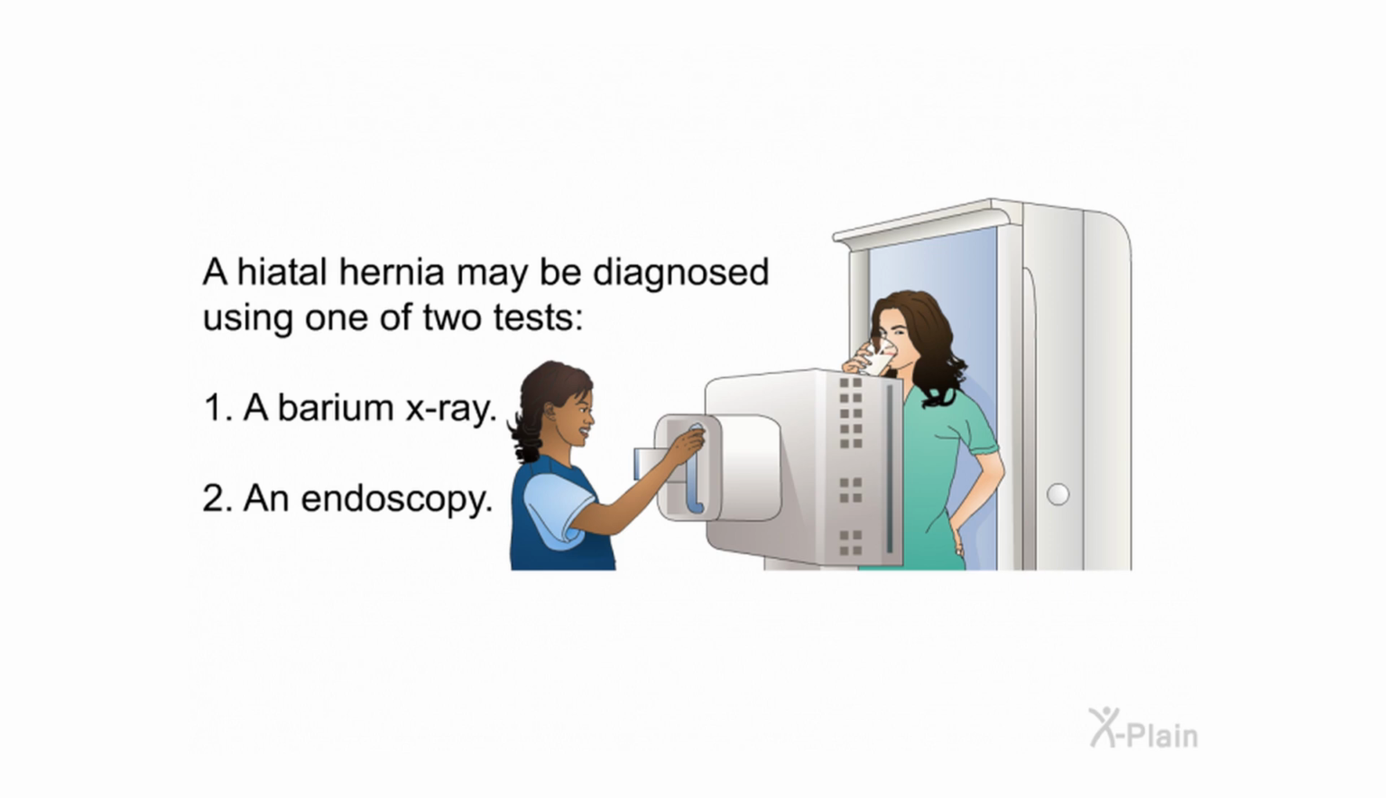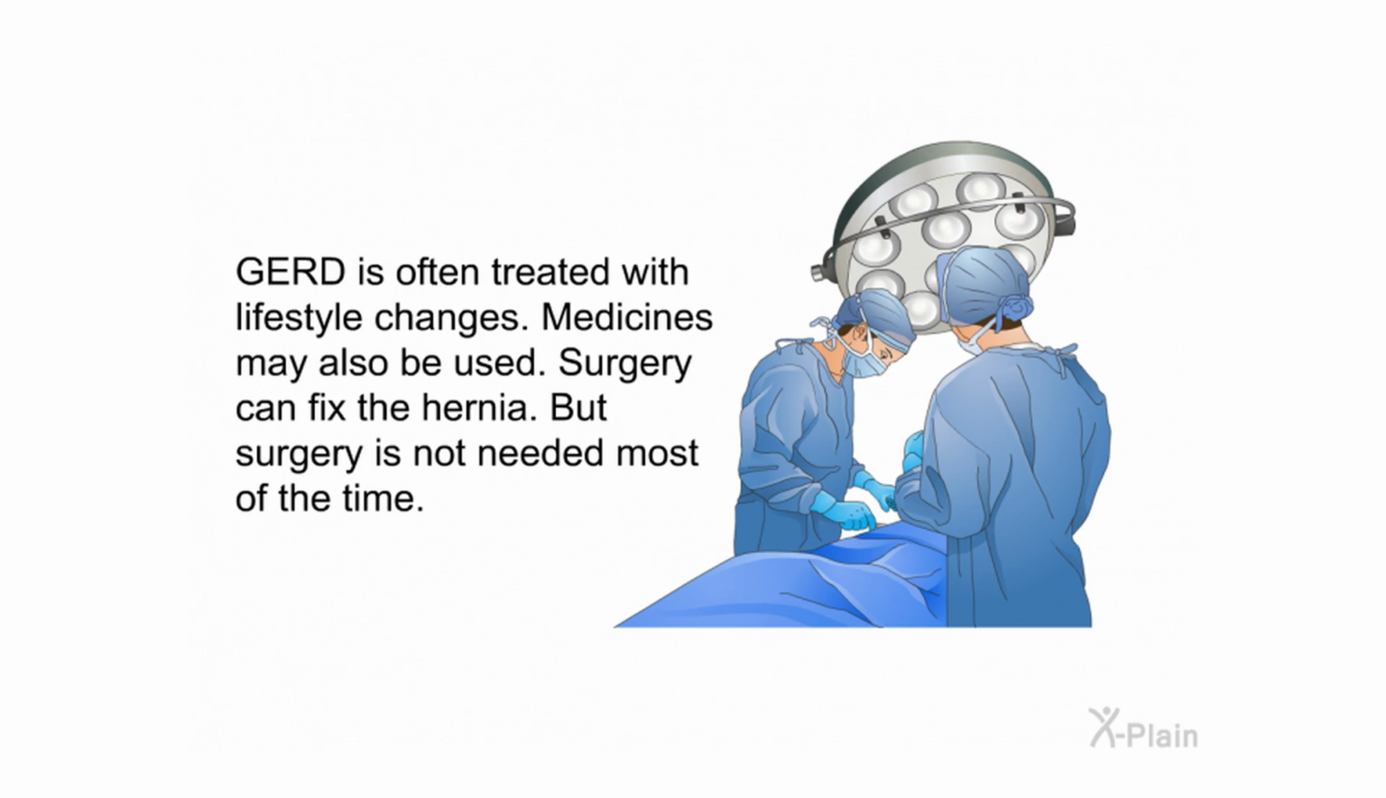A hiatal hernia may be diagnosed using one of two tests. 1. A barium X-ray. 2. An endoscopy. GERD is often treated with lifestyle changes. Medicines may also be used. Surgery can fix the hernia, but surgery is not needed most of the time.